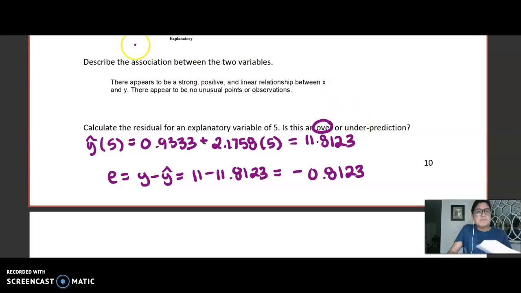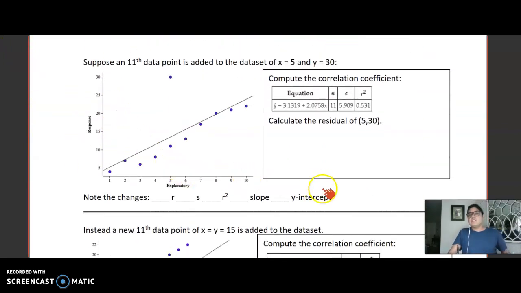All right, so let us now take a look at what some of these unusual points might be. So here's our first unusual point. Now the data point is added, and this one's got 530.